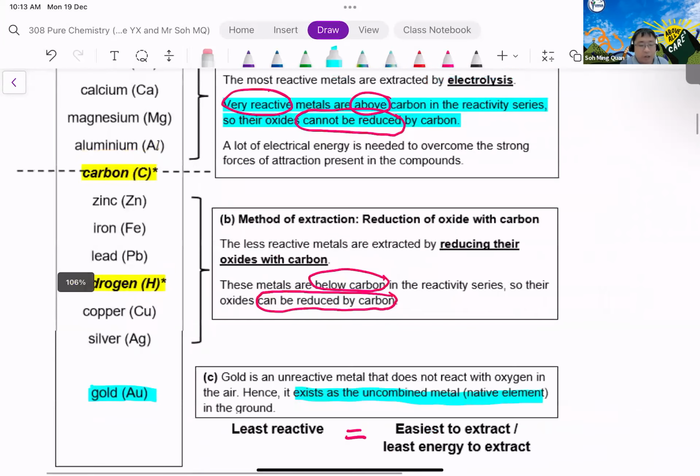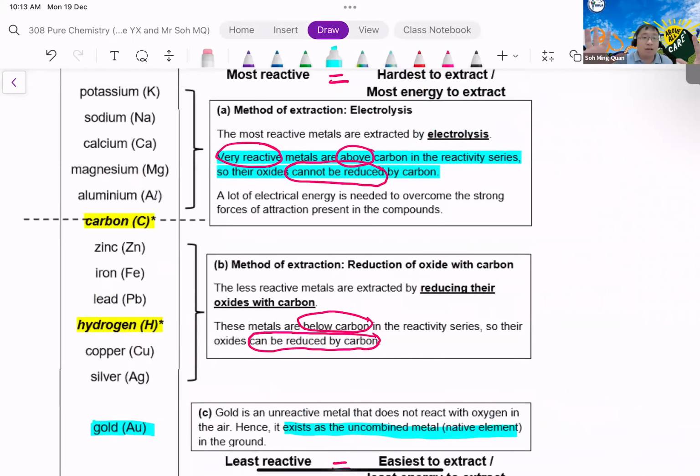Okay, so this page, I hope you know the trend by now. Most reactive, difficult to extract, electrolysis. Those below carbon, less reactive, can be reduced by carbon. Finally, the last one, gold. Gold is so unreactive, doesn't react with oxygen. Therefore, it is uncombined. Okay?